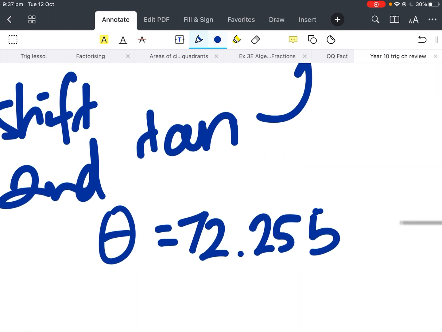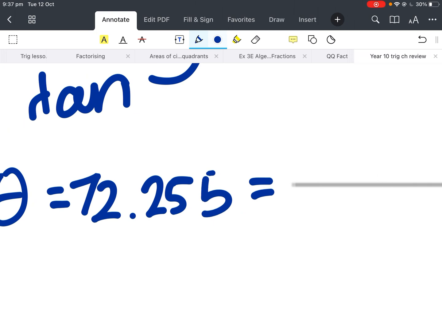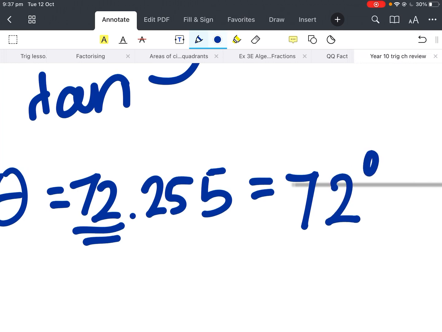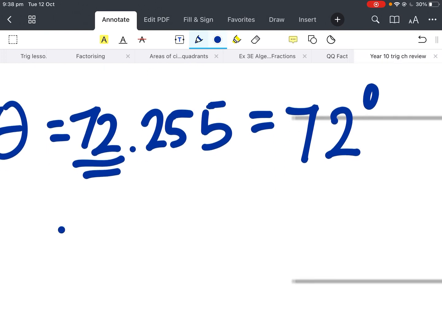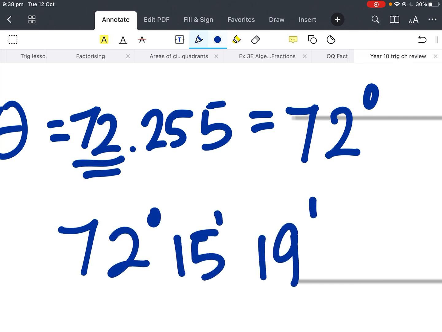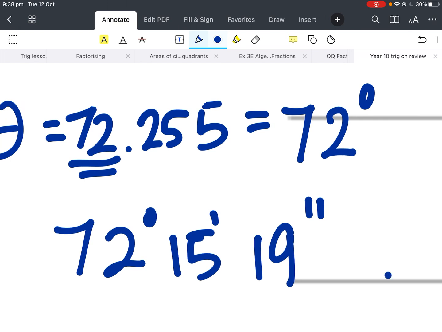72.255. Now again, if it wanted your answer in degrees, you just round up to the nearest whole number. So, oh, that's not right. That would be 72 degrees, wouldn't it? But it wants it to degrees and minutes. So you must press the degrees, minutes, seconds button. And when I do that, I get this. 72 degrees, 15 minutes, and 19 seconds, 0.18 if you want to put it in.